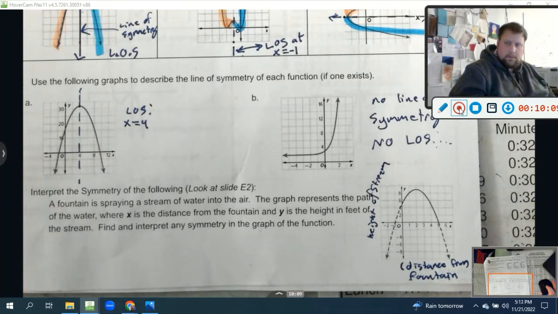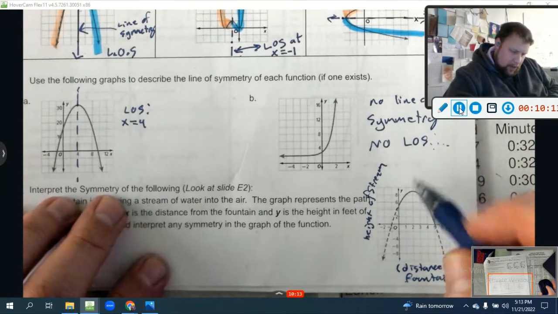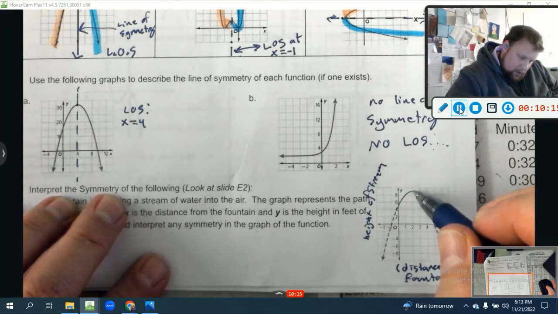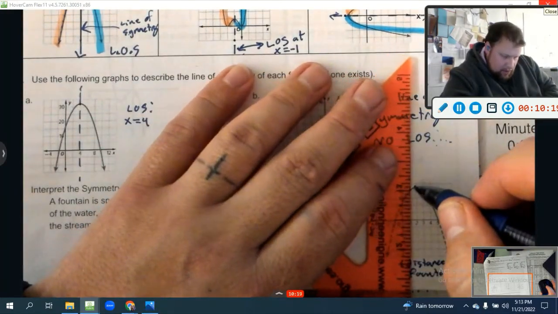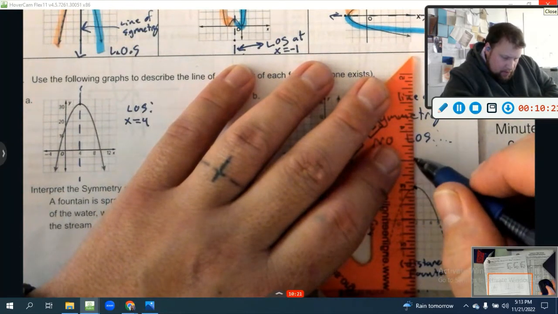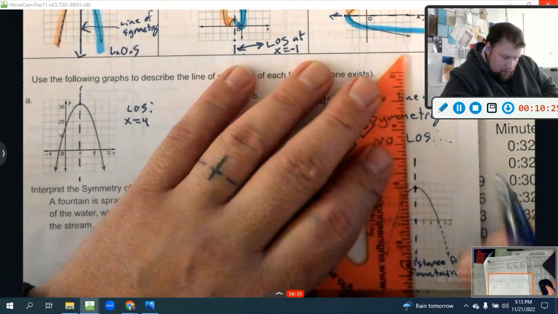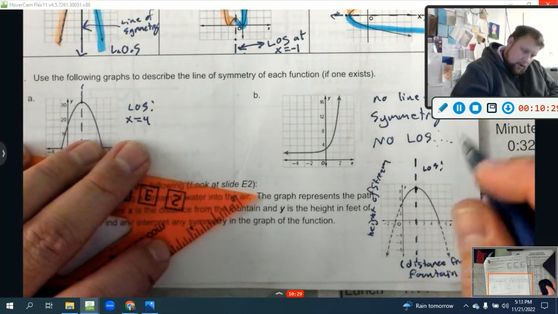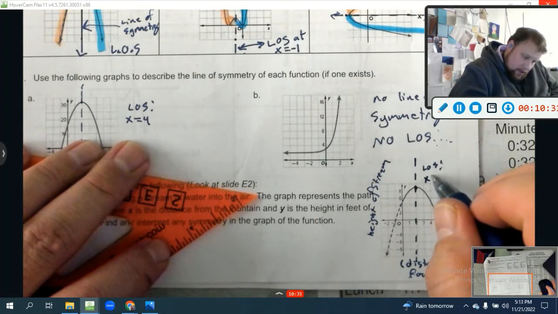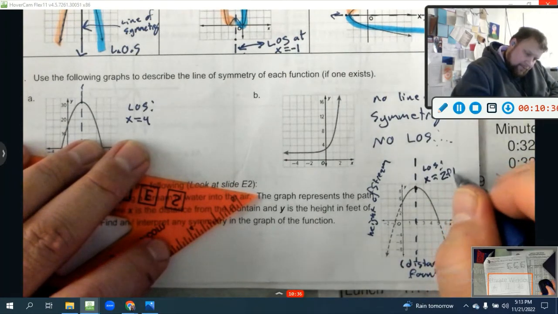Now, this may not be in the way you're normally used to looking at it, but I think we can all see that the highest point is right about here. That's where it's going to get cut in half. So let's draw on our line of symmetry. This is my LOS, and it's at what? X equals 2. Okay? 2 feet, really, because it's 2 feet from the fountain.